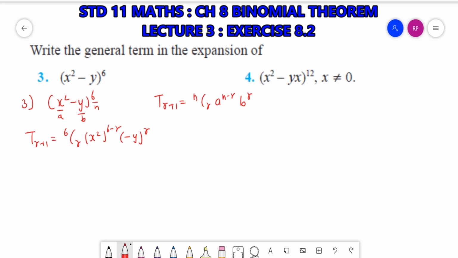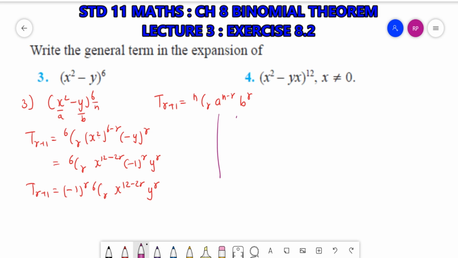We can also rearrange it in such a way like 6 C_r x raised to 12 minus 2r, 2 into r. And minus y, I can take (minus 1) raised to r, y raised to r. T_{r+1} will be equal to (minus 1) raised to r, 6 C_r, x raised to 12 minus 2r, y raised to r. Okay, let's see the fourth one.